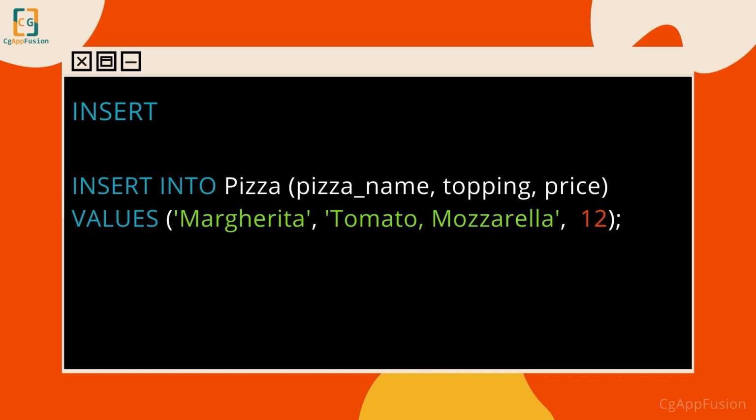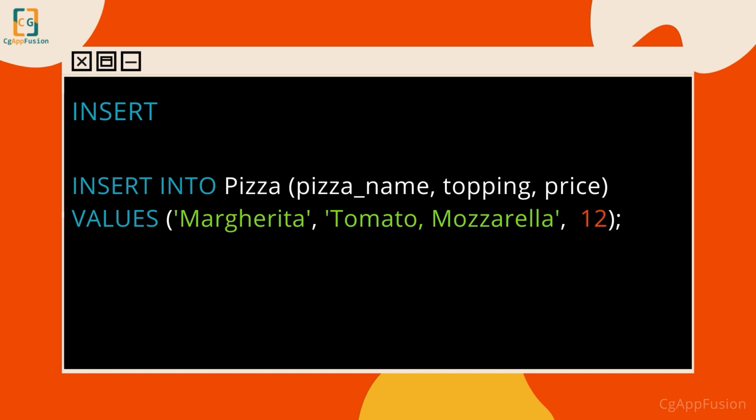So we start by typing insert into, then we have to select the table name. In this case, we're going to select pizza. Then we open the parentheses. We have to provide the column names. We're going to provide pizza name, toppings, and price. Then we have to provide the values. We type values. We open the parentheses.